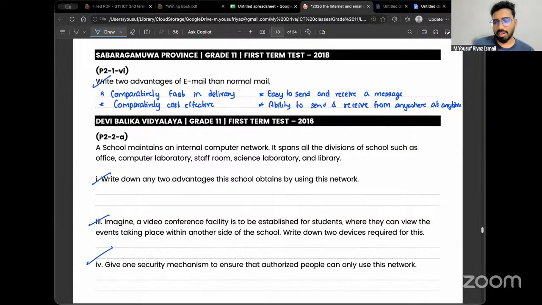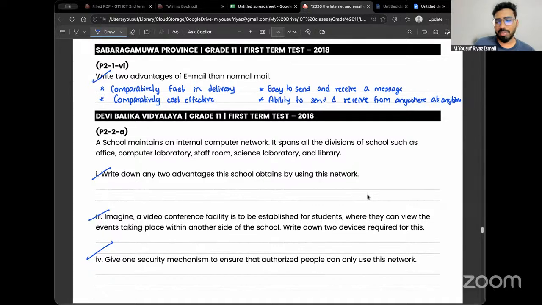More accurate. How can you have accuracy in emails? What is accurate? I'll cut your marks as much as possible for writing all these incomplete answers. Can we say high chance of receiving the message? How can it be a high chance of receiving the message? Fast, yes, but how can I say you have a high chance of receiving the message?